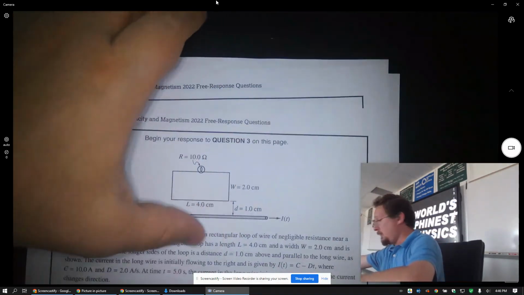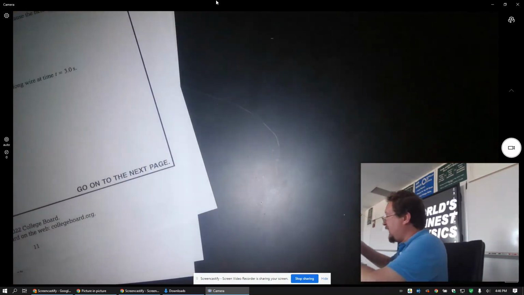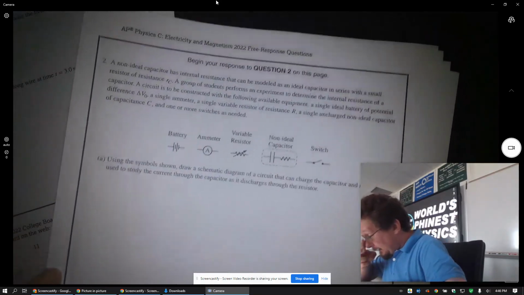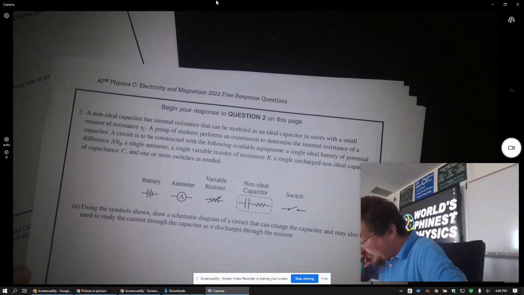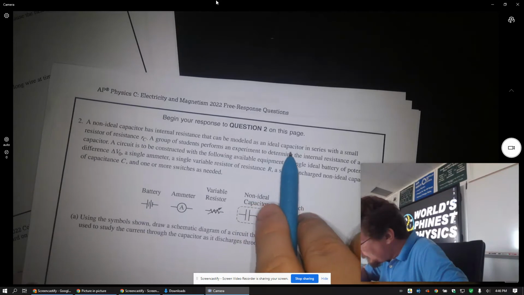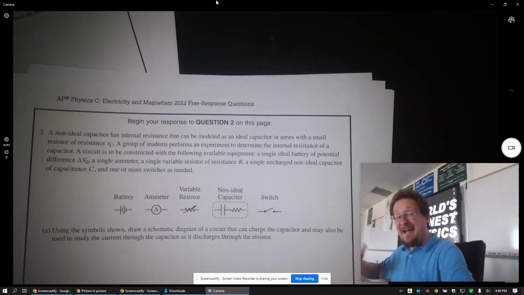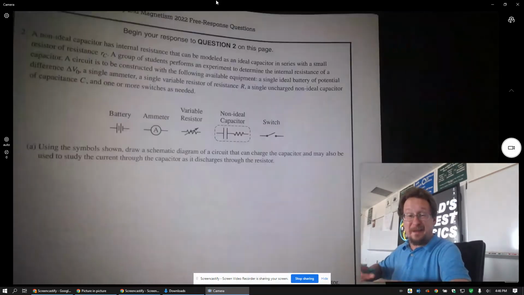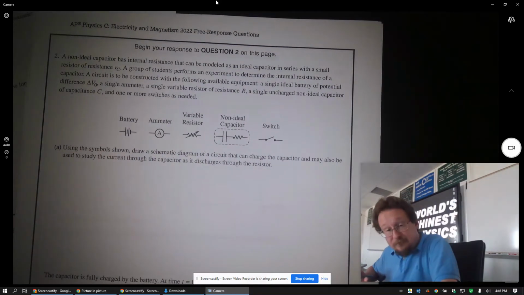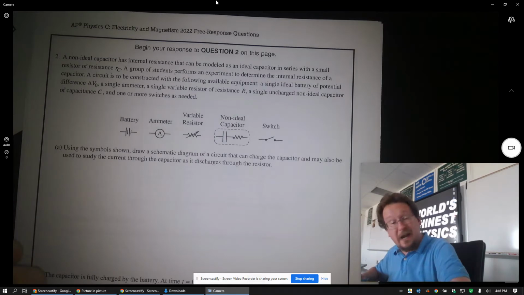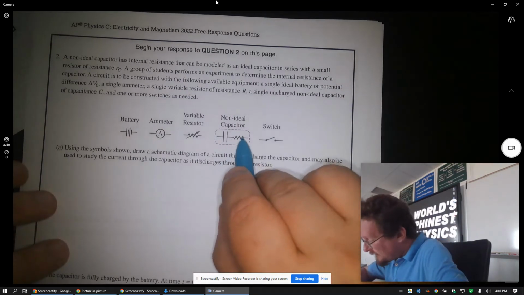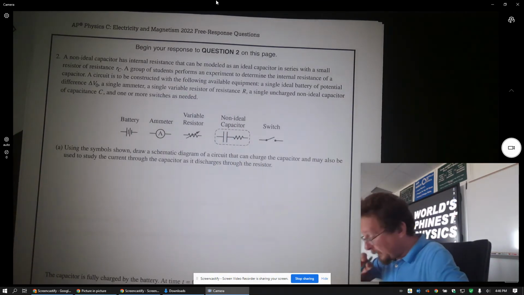All right, where's the other version of this? Where'd the other version of this go? Oh, here it is. All right. So, set 2. A non-ideal capacitor has internal resistance that can be modeled as an ideal capacitor in series with a small resistor. Actually, you're wrong. It turns out a non-ideal capacitor would act like a capacitor with a resistance in parallel. Take it from somebody who has an electrical engineering degree. I would know. So it would actually have the resistor. And I guess we got to deal with it the way we got it, right?